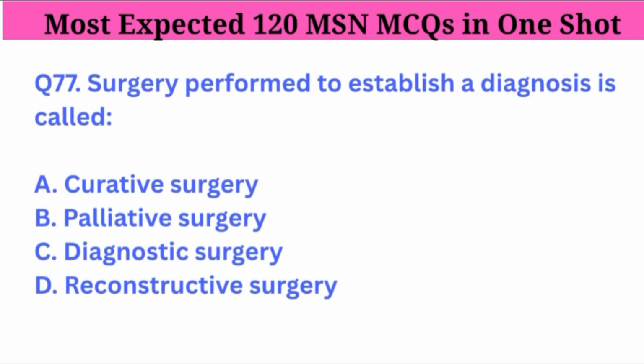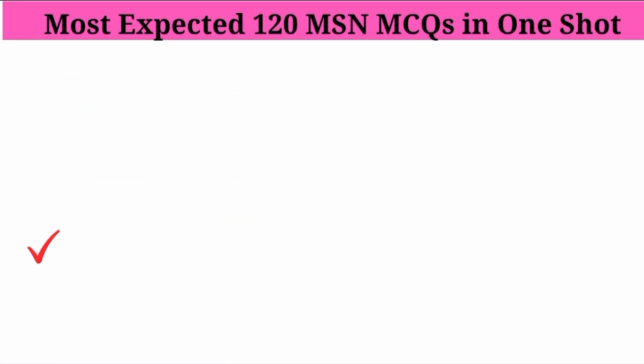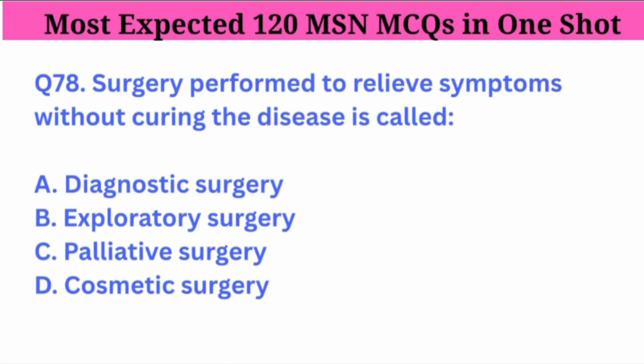Surgery performed to establish a diagnosis is called. Your correct answer is option C. Diagnostic surgery. Surgery performed to relieve symptoms without curing the disease is called. Your correct answer is option C. Palliative surgery.